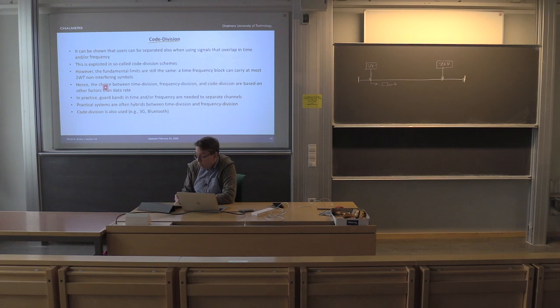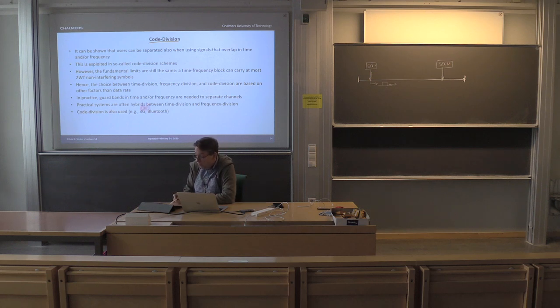Okay, so the choice between time division, frequency division, code division is based on other factors than data rate. Simplicity, other things, right? And in practice we also need guard intervals in time and or in frequency in order to fully separate channels. This has to do with propagation delays and also problems of having ideal band limited filters and so forth. So there will be some interference going from one channel to other channels, and we need to control that. And one way to do that is to make sure that we have guard intervals between the channels.